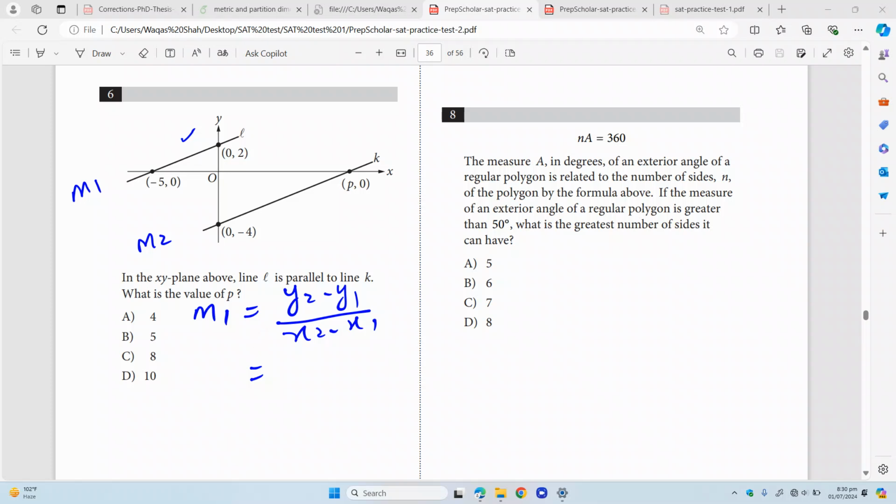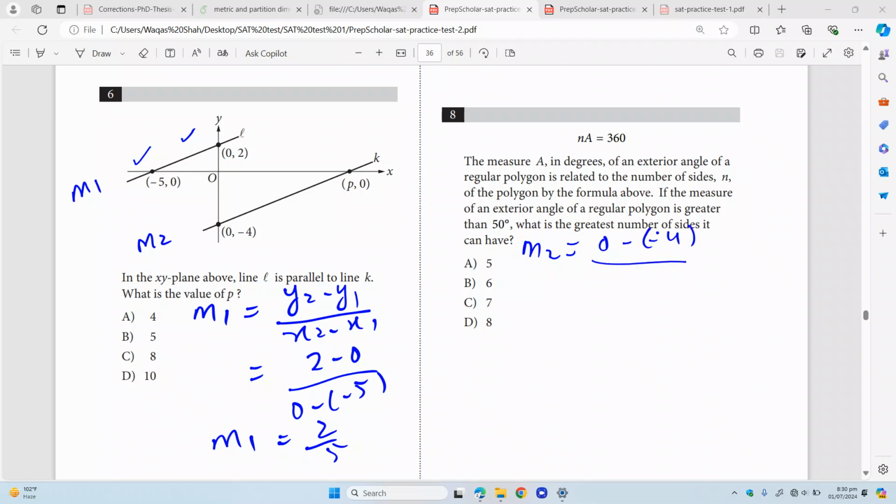Here we just have to subtract one point from the other, so there is no restriction that you have to subtract the first from the second or the second from the first. Usually we subtract the first from the second, so it will be (2 - 0) divided by (0 - 5), so it will be 2 divided by 5, that is m1. And now the slope m2 of the second line is equal to, using the same formula, (0 - 4) divided by (p - 0).